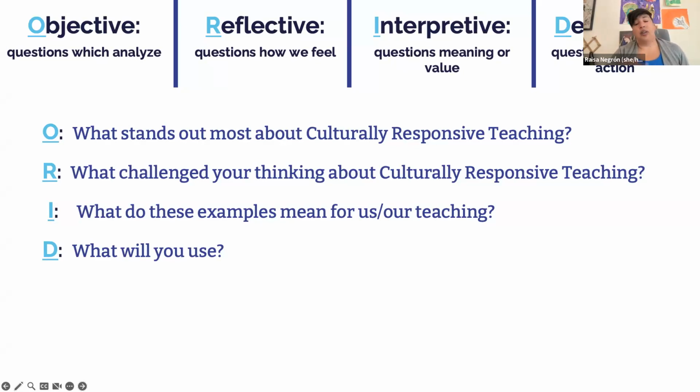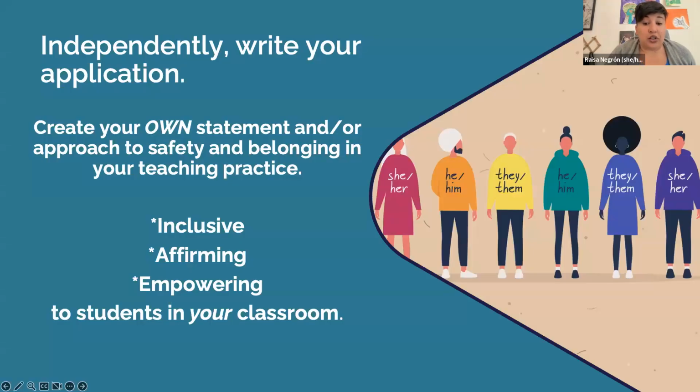So when you're thinking about this ORID, this is just a way that we do a debrief, right? Objective, so questions that analyze our thinking; reflective, how we feel; questions of meaning or value, which is interpretive; and questions to prompt action. So what I'd like you to do is take a moment to reflect on our time together and what we've learned, and to prepare your personal statements on creating space for more perspectives and experiences to enhance learning and minimize harm. So this is your statement. If you were going into the classroom, what one-liner might you say that's inclusive, affirming, and empowering to the students in your classroom?